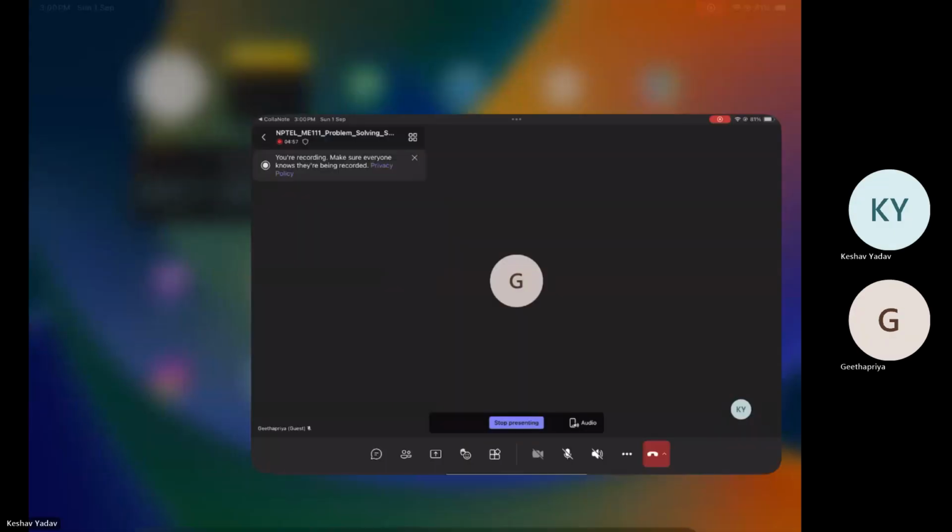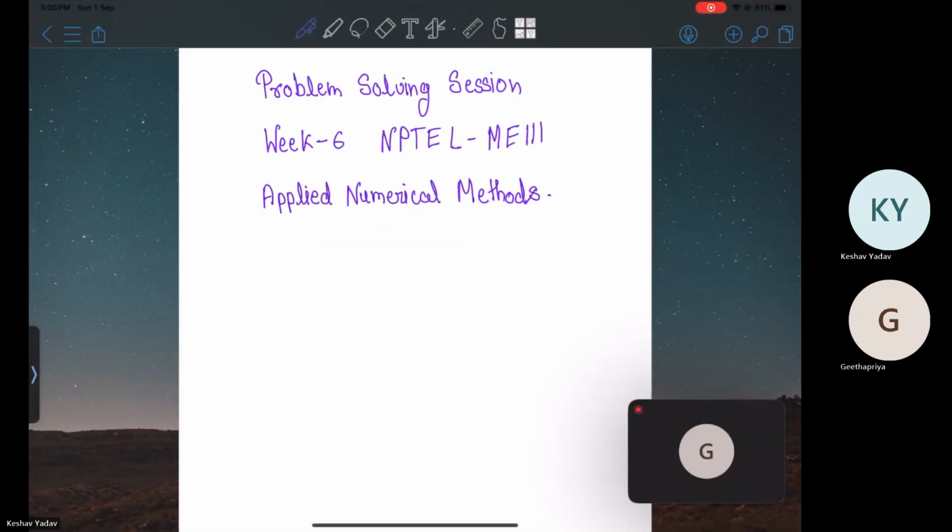Are you able to see my screen? I hope you are able to see my screen.